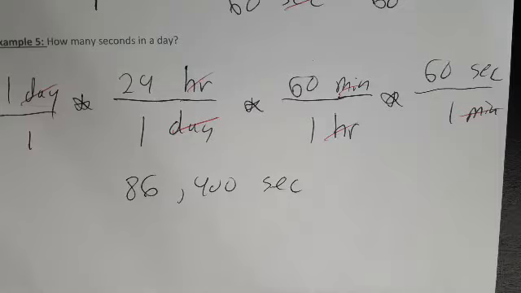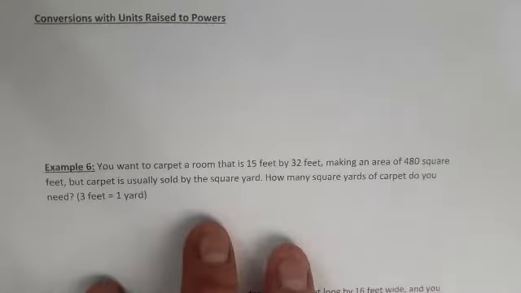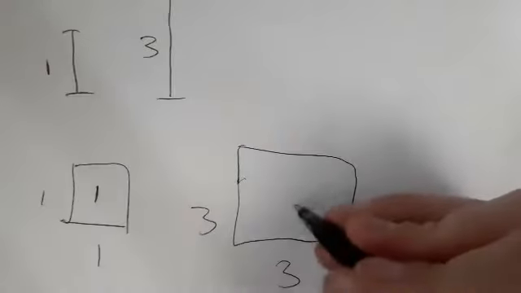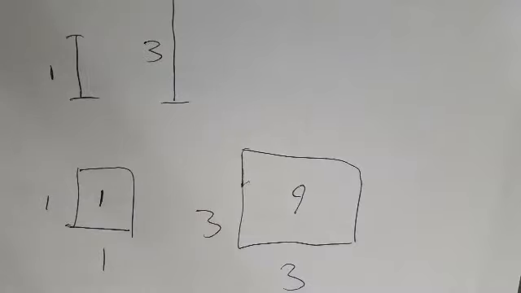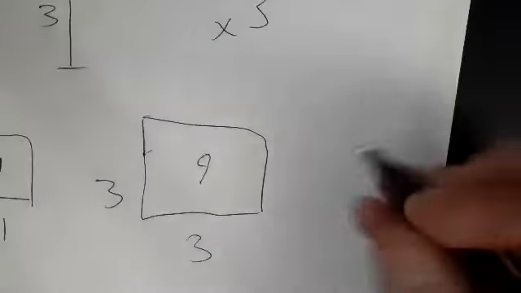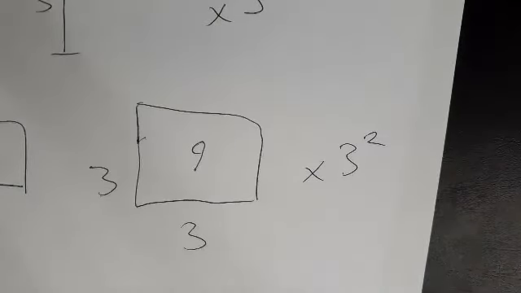So now we're getting back to that thing we talked about in chapter 10. Conversions with units raised to powers. So back in chapter 10, I talked about this sort of thing. If I go from 1 to 3, right, in a single dimension, and I convert that to a square dimension, this is giving me an area of 1. This is giving me an area of 9. So if I triple something in the single dimension, I'm doing it by a factor of 3. I'm doing it by a factor of 3 squared in the second dimension, and so on.